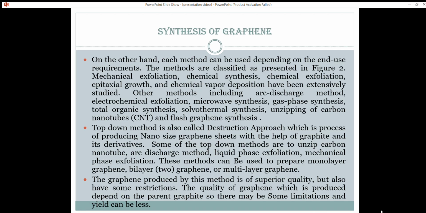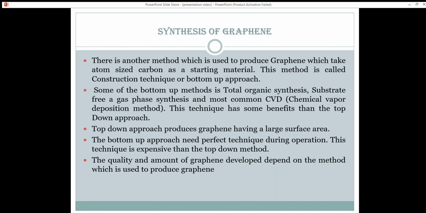So moving on to next, there is another method which is used to produce graphene. This method takes atomic size carbon as a starting material and is called the construction technique or bottom-up approach. Some of the bottom-up methods are total organic synthesis, substrate-free gas phase synthesis, and the most common, CVD, chemical vapor deposition method. This technique has some benefits over the top-down approach.